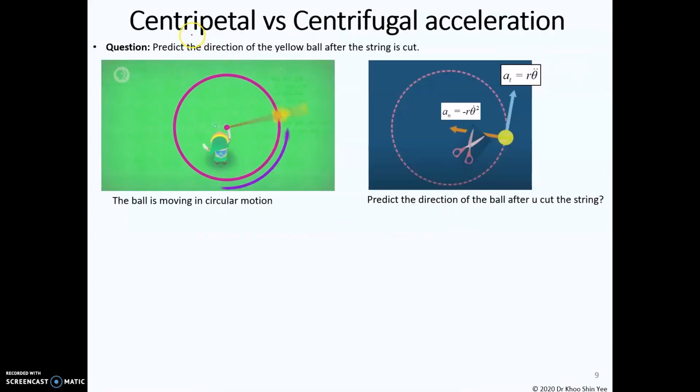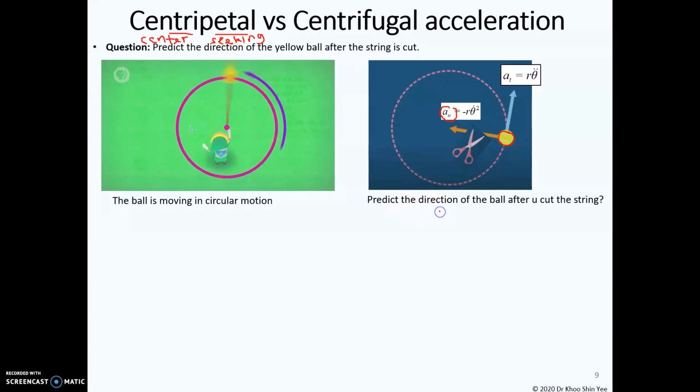You must know the difference between the centripetal and centrifugal acceleration. In this example, we have a ball moving in circular motion. At a particular moment, the ball is located here. The ball is experiencing two accelerations. One is the normal acceleration, which is acting towards the center, and it can be found by using the negative r omega square. This normal acceleration is also called the centripetal acceleration. Centripetal means that it is center seeking, therefore this acceleration is always pointing to the center.